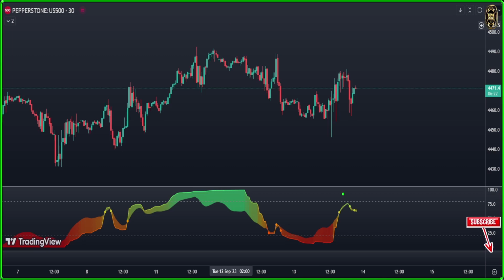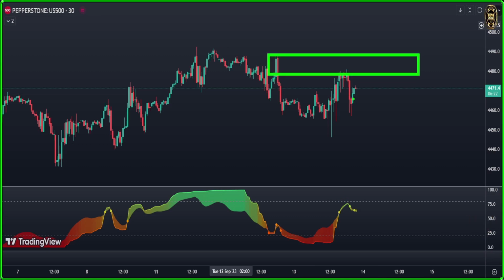Our indicator, as you see it, touched here the overbought area, but we are not going to enter short now, only if the market gives us here in that supply and demand zone a price action. If the market gives us a price action, yes, we can enter short, but at this time we don't have any price action here, so there is nothing. We need to wait more till the right time.